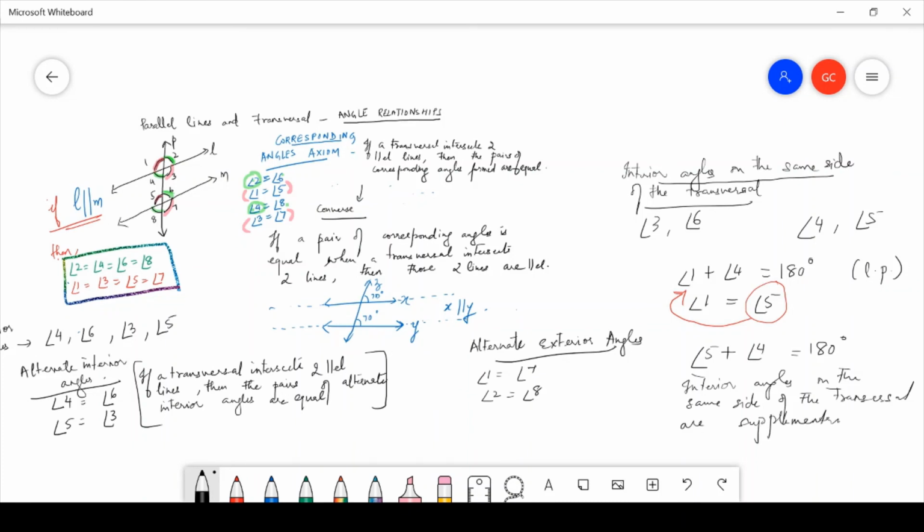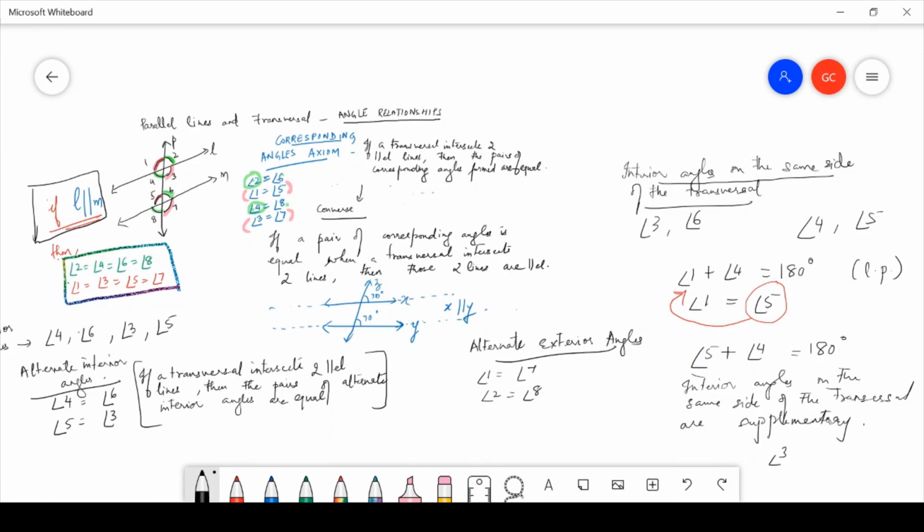But note this very well. We have built our entire discussion assuming that L and M are parallel. If the two lines are parallel, only then will we get this result as well. So interior angles are supplementary. We can do the same thing for angle 3 and angle 6. You can substitute the same way.